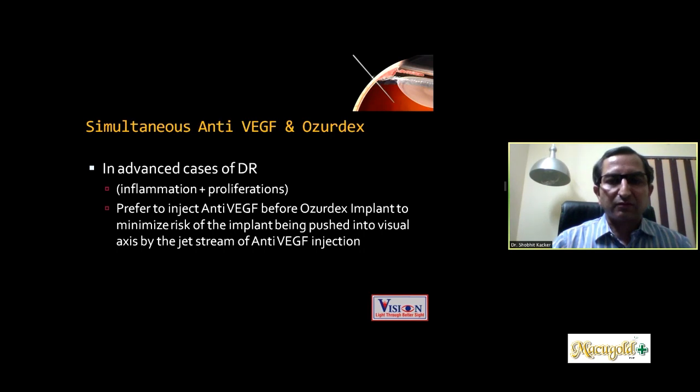The reason being that if you inject the Ozurdex implant before and you inject the anti-VEGF injection later on, then the stream of the anti-VEGF injection at times might displace the Ozurdex into the visual axis and it can damage the retina or the macular area.